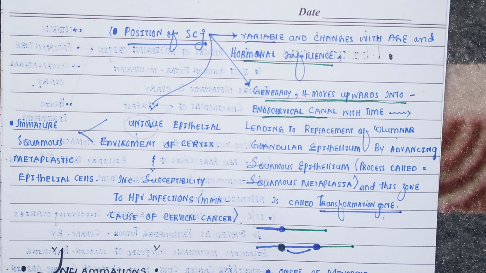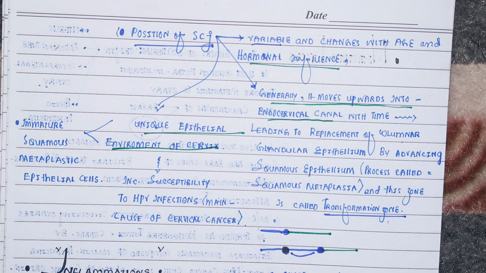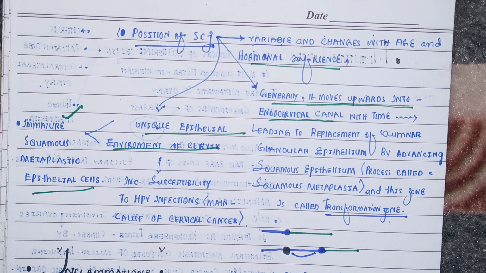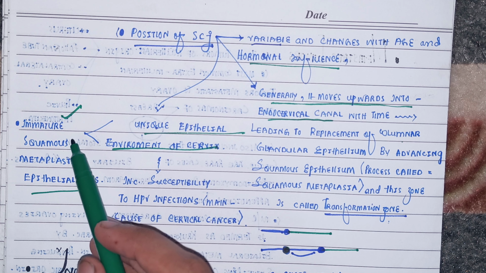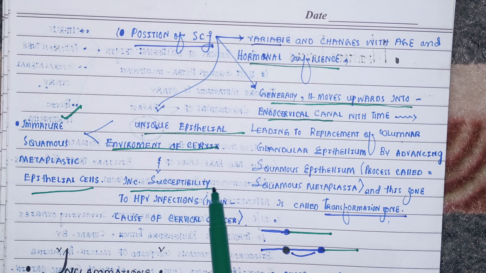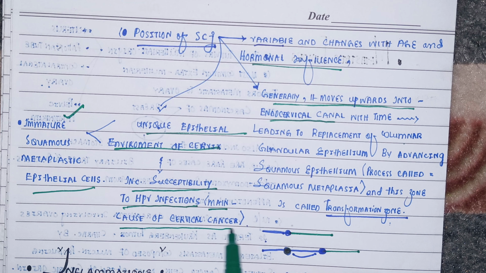Okay, the unique epithelial environment of the cervix, what does it mean? The presence of the immature squamous metaplastic epithelial cells. Here in this transformation zone, the columnar cells are being replaced by the squamous cells, and the new squamous cells which are coming here are very much immature. Okay, they are immature squamous metaplastic epithelial cells, due to which there is increased susceptibility to HPV infections, the human papilloma virus, which is the main cause of cervical cancer.